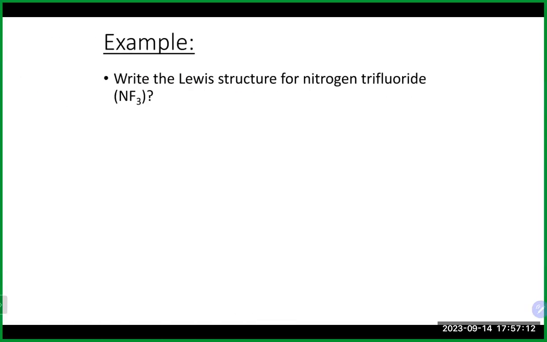So let's take a look at one together to see how these steps should unfold. We're going to go with what is the Lewis structure here for nitrogen trifluoride. We're going to start with our valence electrons. There's 5 for nitrogen. There are 3 fluorines, and each fluorine is group 7. So that's 21, and 5 is 26 valence electrons. So our picture, when we are done, should have a grand total of 26 valence electrons.